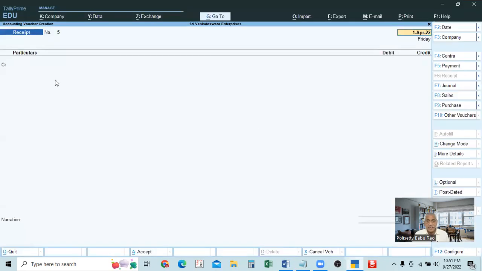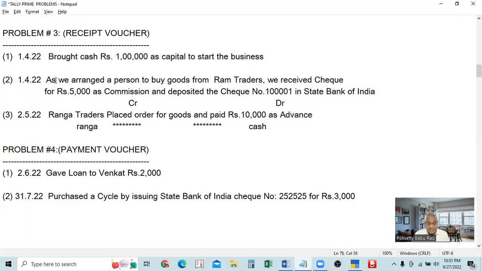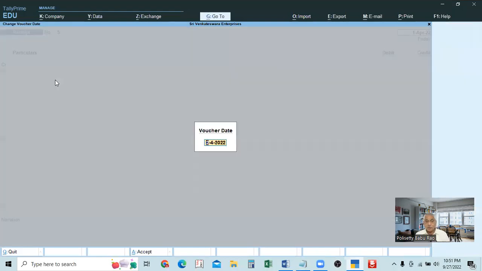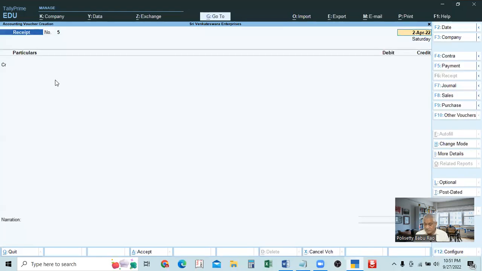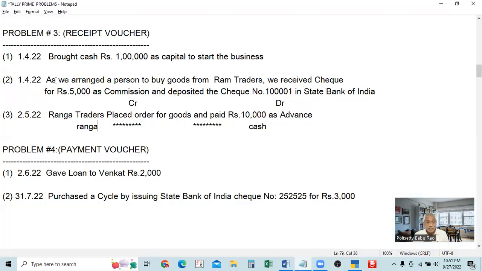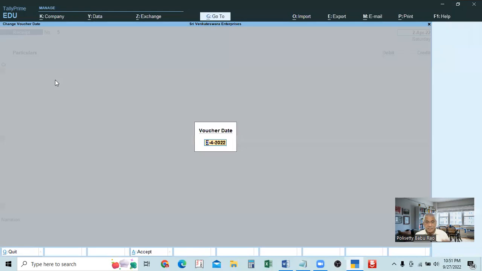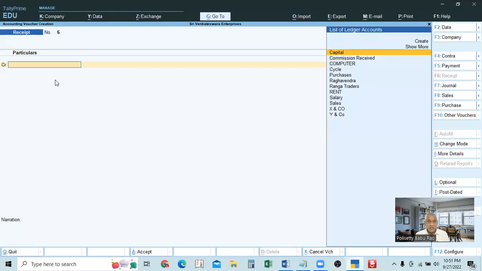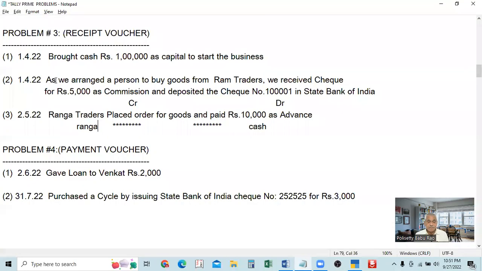So when you have to enter here, what is the date? 2nd May, not April. See here, it is by default 1st April. If you just click F2, it will go to the next day, 2nd April. But here the 2nd day is not April, it is 2nd May. That is why we have to give 2nd May here. The other part is not necessary, it will take automatically. So we have given the date.